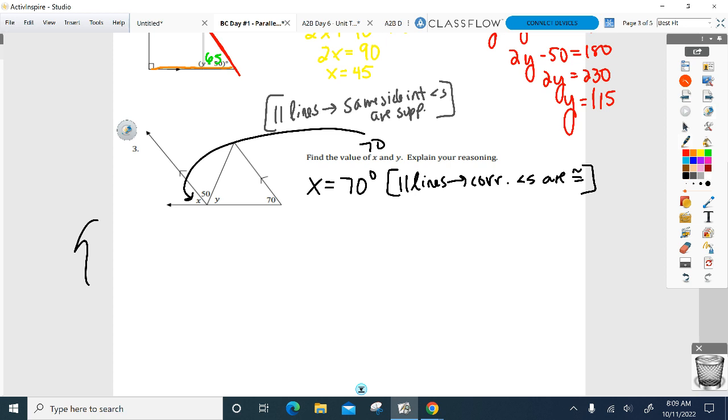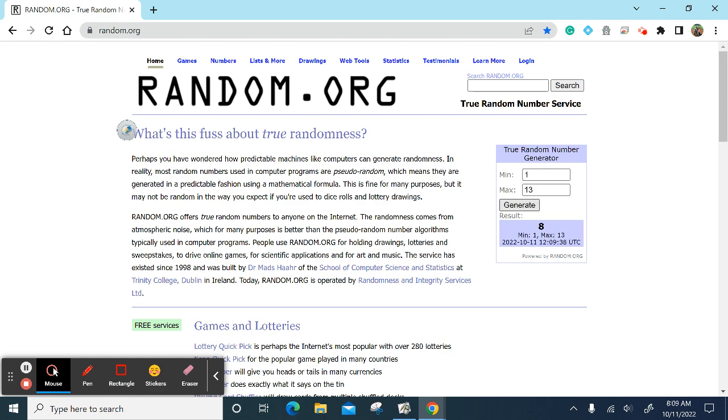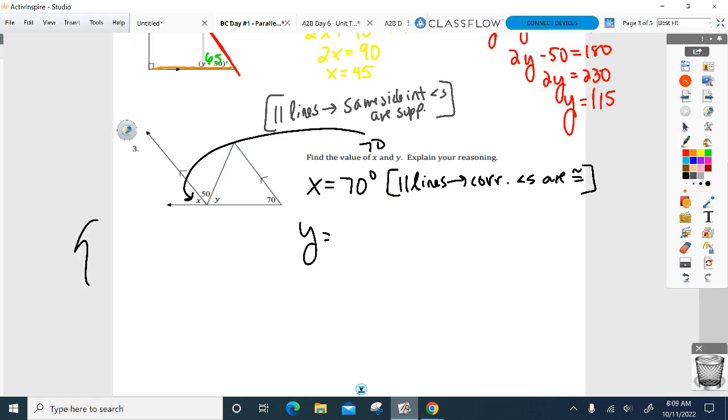70. So how do I get to y? Or maybe you got to y some other way. Talk to me. I added x and 50 and subtracted from 180. Yep, and what'd you get? 60. Yep, 180 minus 50 minus 70 gives me 60 degrees.